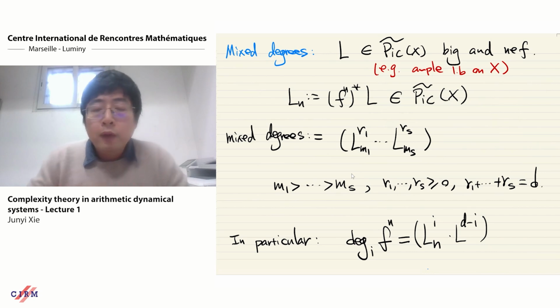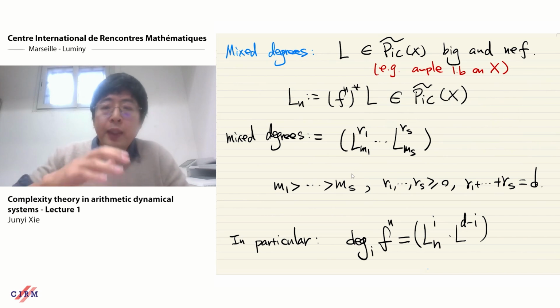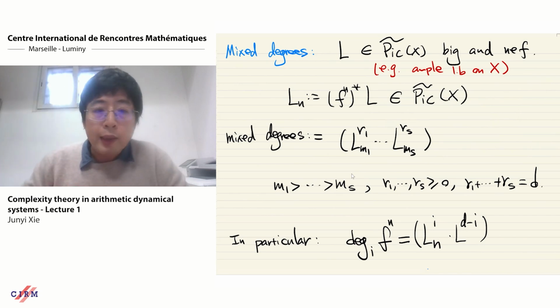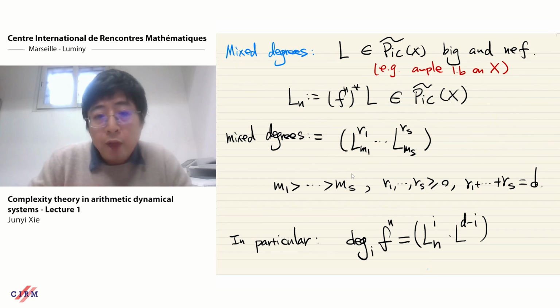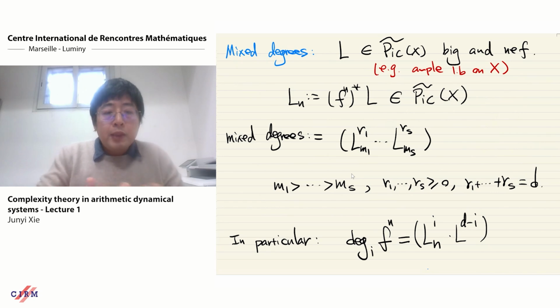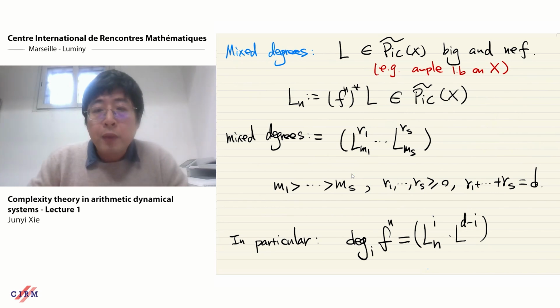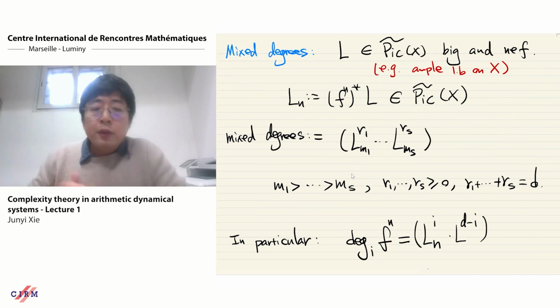Basically you can define this mixed degree as follows. You pick L on some model of X to be some big and nef line bundle. And for simplicity, you define this Ln to be the pullback of L by the nth power of f. And the mixed degree is the following intersection number: L_{m1} to the intersection number r1, and so on until L_{ms} to the intersection number rs.